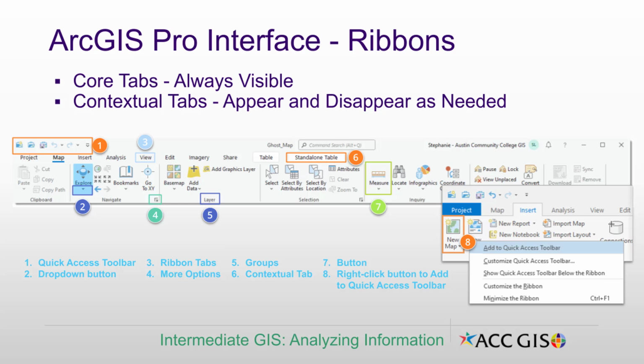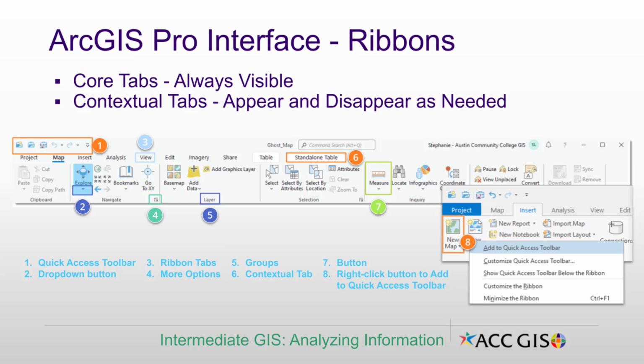And the default functions that are within the quick access toolbar from left to right are new project, open project, save project, undo, and redo. But if you use a button all the time, you can put it up on the quick access toolbar.